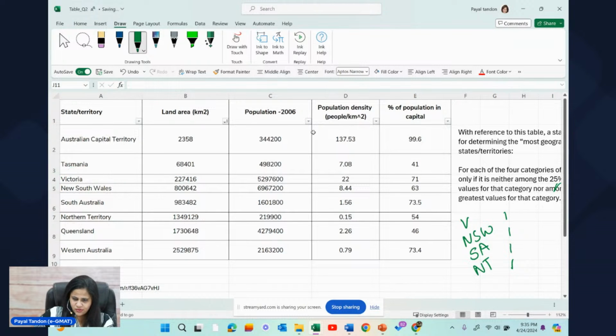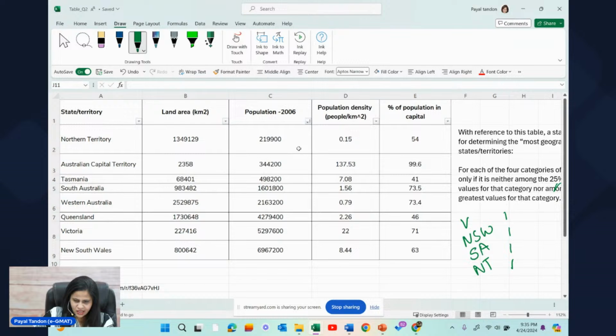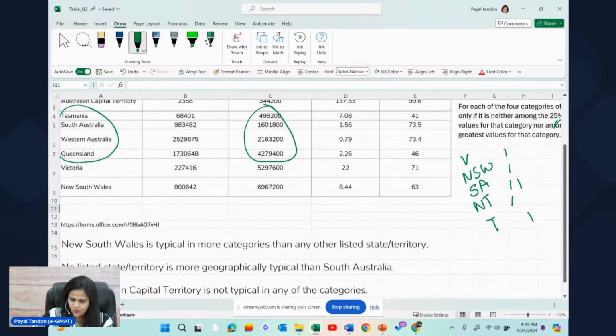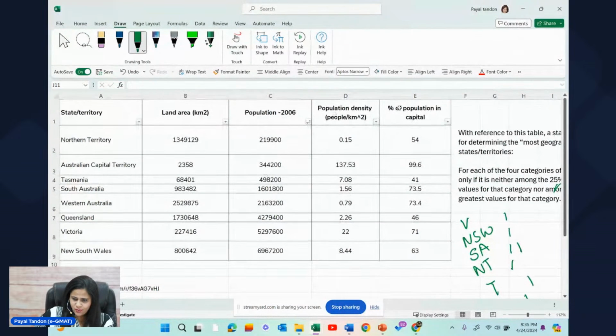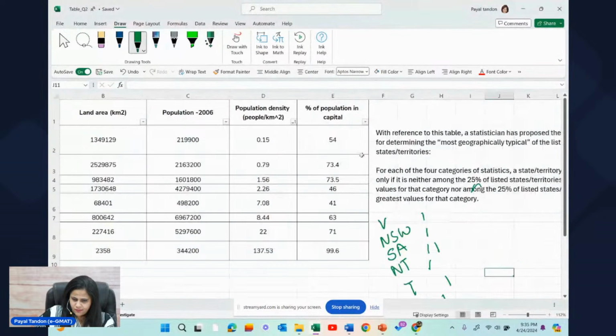Now let's move on to the next one. I'm going to do this sorting. Again, I need to pick these four. Tasmania, that is a new one, so I'm going to write 1. South Australia, I already had that over there. Western Australia, this is another new one, so I'm going to write down Western Australia, 1. And then Queensland, another new addition. So see what I'm doing? I'm building my table as I am getting this data. Okay, all right, let's move on to the next one over here.